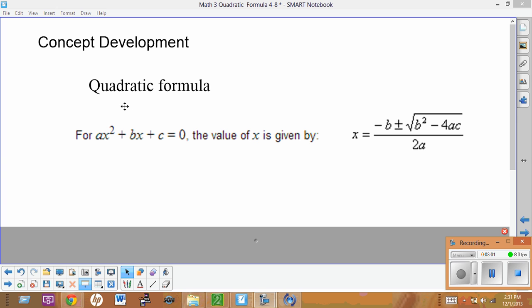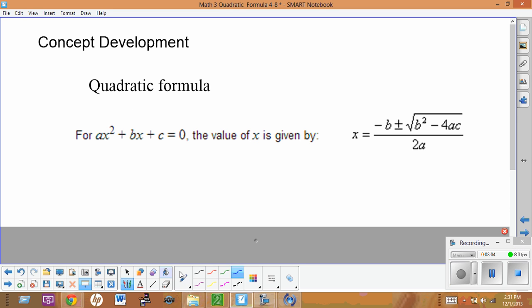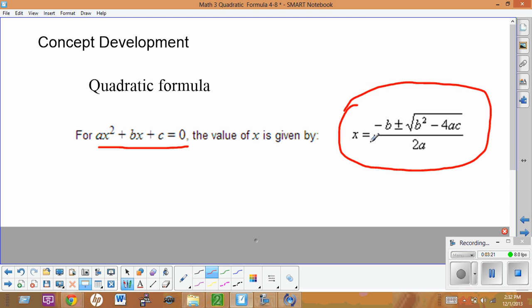Okay, so here's our quadratic formula. Quadratic formula is not new. You learned it in Algebra 1. It goes like this. For ax squared plus bx plus c to equal 0, so it's saying if we're in standard form, the value of x is given by, and this is our formula. X is equal to negative b plus or minus the square root of b squared minus 4 times a times c, all divided by 2a, where a, b, and c are our coefficients on the terms in our quadratic equation.